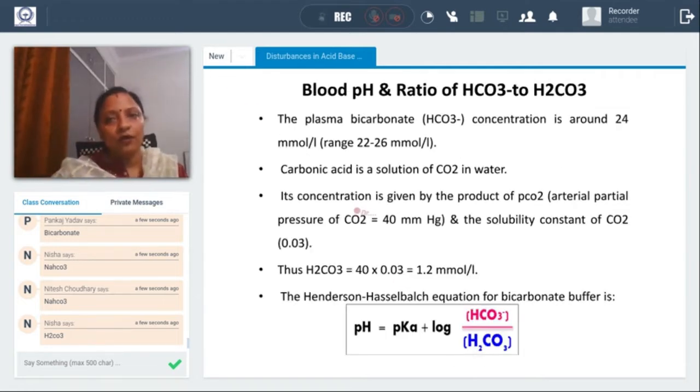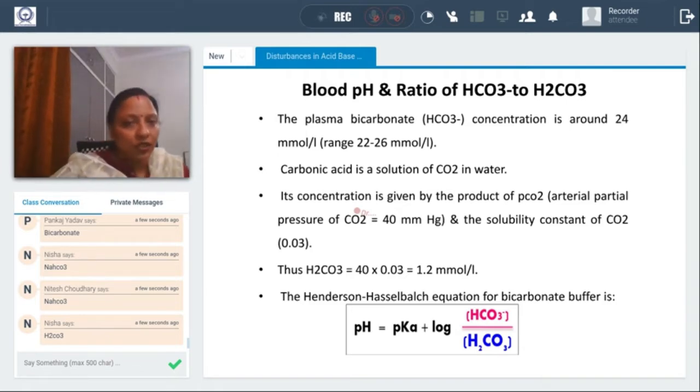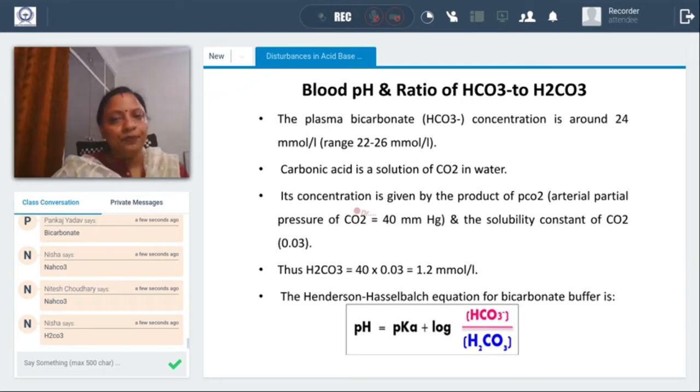Blood pH and the ratio of bicarbonate, HCO3 minus, to H2CO3. The plasma bicarbonate concentration is around 24 millimole per liter. Carbonic acid is a solution of CO2 in water, so its concentration is given by the product of arterial PCO2, the partial pressure of CO2, which is 40 millimeter Hg, and the solubility constant of CO2, which is 0.03. By the Henderson-Hasselbalch equation for the bicarbonate buffer, we can calculate the pH of blood.